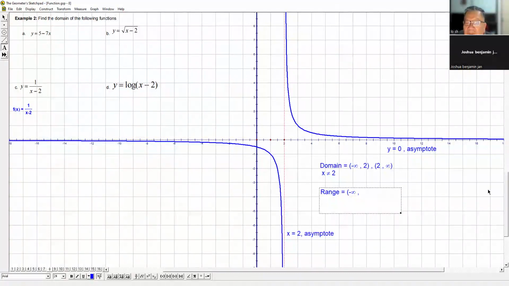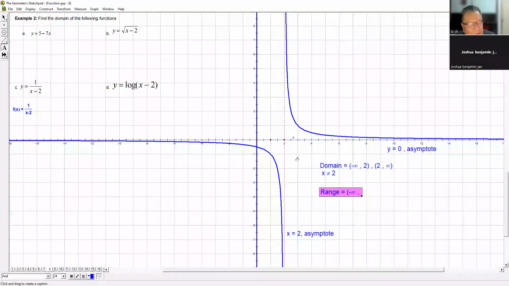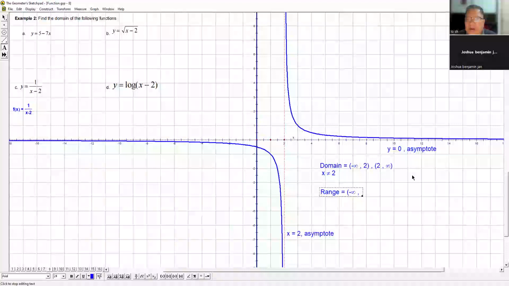What is the name of this line? The name of this line is y equals to 0. So y cannot take this value. We say that they go from negative infinity until 0, but don't put the square bracket there. You put the round bracket to show that they cannot take 0.